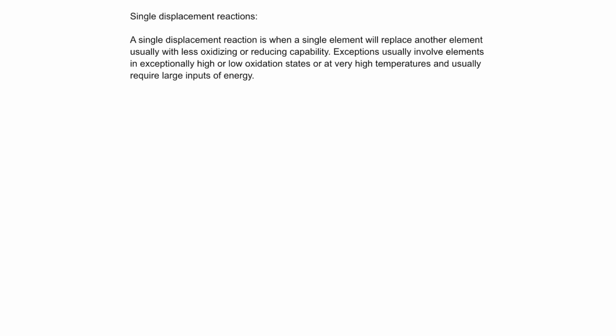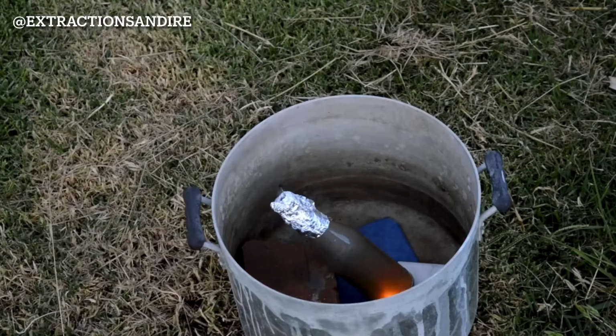A good exception to this rule is when magnesium can replace both the sodium and hydrogen in sodium hydroxide. The reason for this is actually really interesting. The reaction between the magnesium and the water part produces enough energy that it allows the sodium oxide part to be reduced as well.